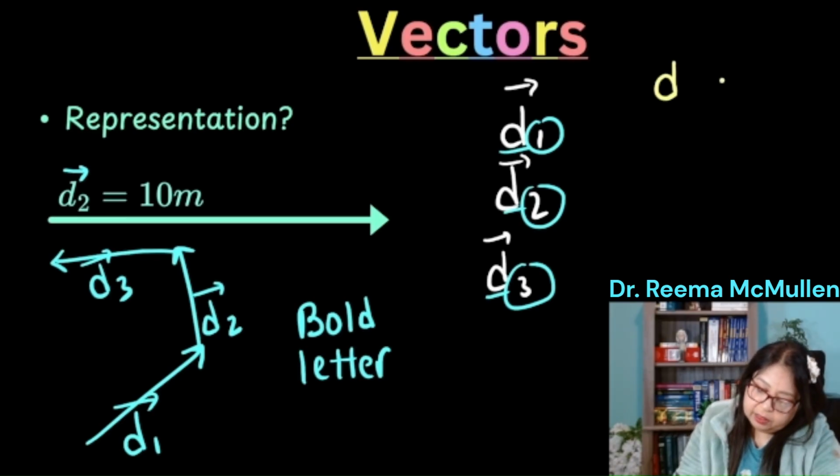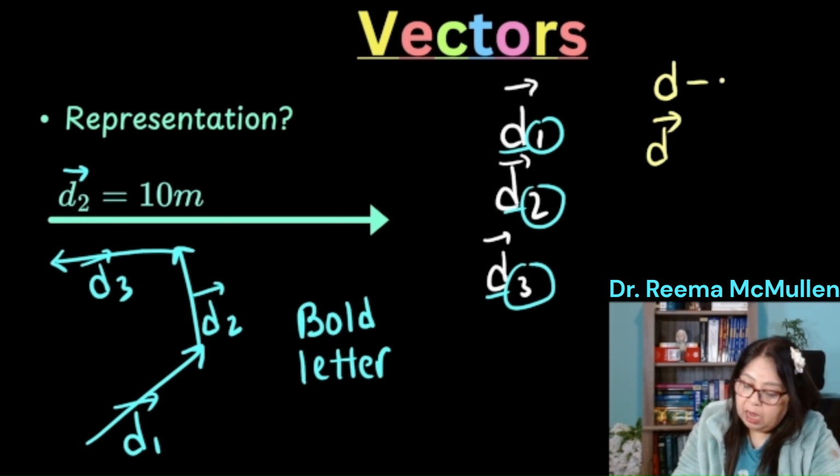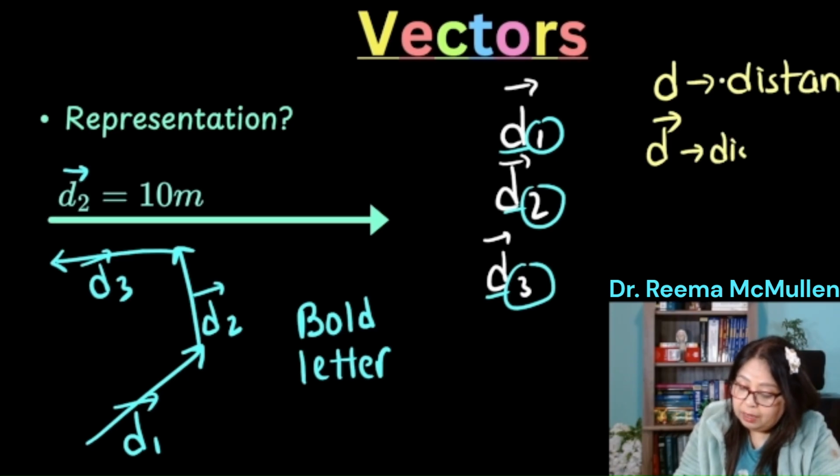Otherwise, if I have this one D and this other D, then I would guess the first one is distance, if I'm not told anything else. The second one is displacement.